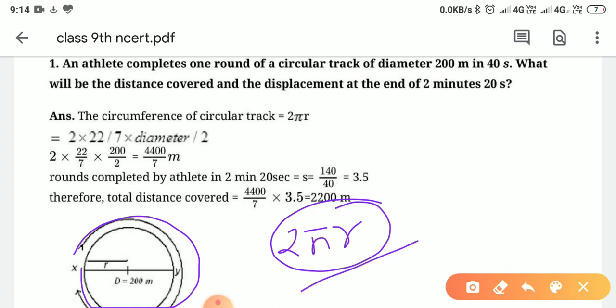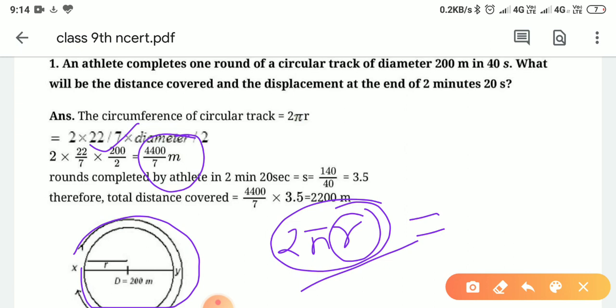Okay. Now we can solve it. We know pi is 22 upon 7, and r we can find from here, because in this question the diameter is 200 meter, so the radius will be 100 meter. Then we can solve 2 pi r. After solving this we will get 4400 upon 7 meter. This is the circumference of the circular track.